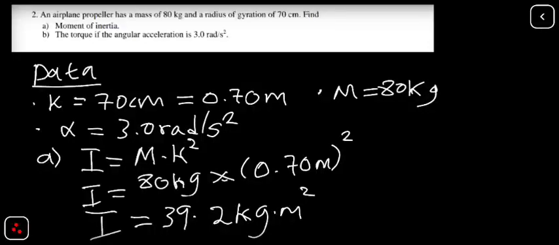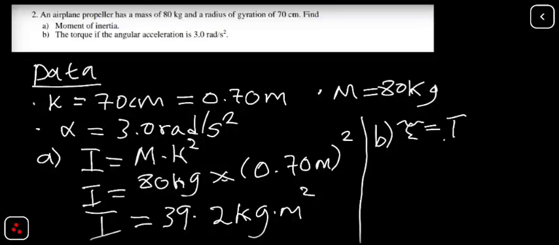Now the next thing, we're supposed to find the torque if the angular acceleration is 3.0 rad per second squared. Let's calculate the torque. First, we define the term torque. What is torque? Torque is basically the measure of the force that can cause an object to rotate about an axis. It looks like a J, but it's not a J. Torque is equal to inertia multiplied by the angular acceleration.